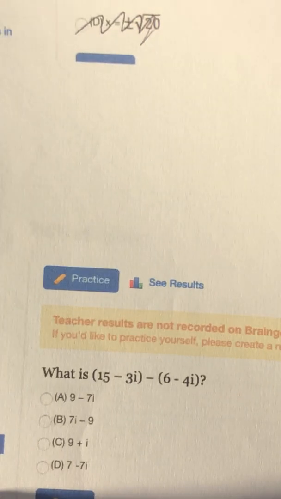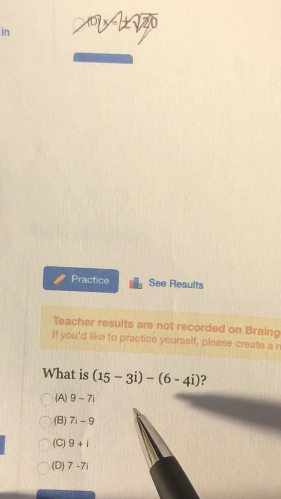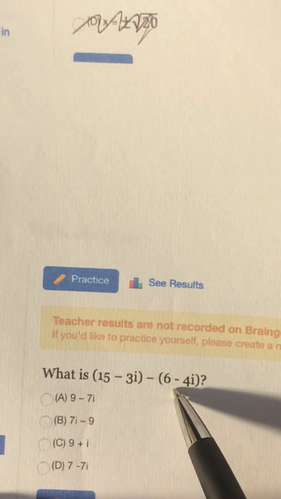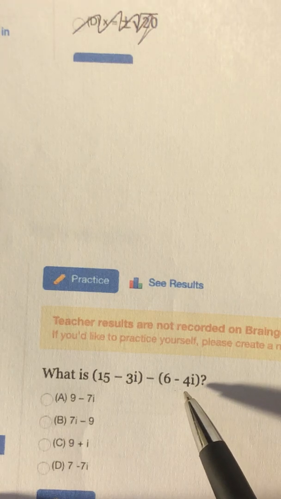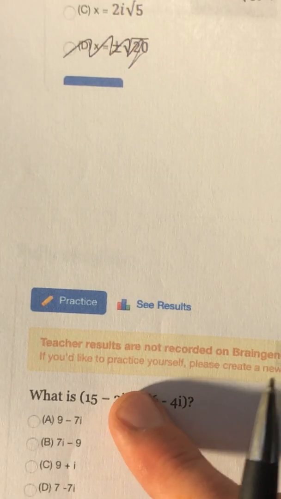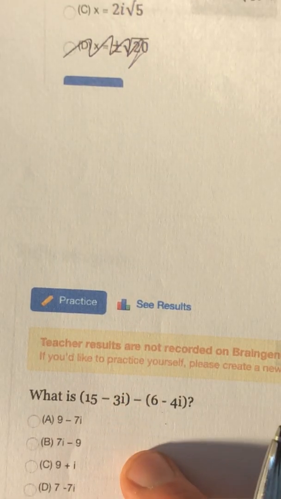Okay, so part 2 of the video, I'm going to do 3 more problems for you. And right here, it's saying what is 15 minus 3i minus 6 minus 4i. And this is another skill in Brain Genie. I think this is skill 3. This is subtraction. So it's not multiplication.